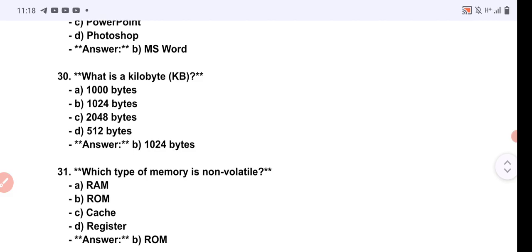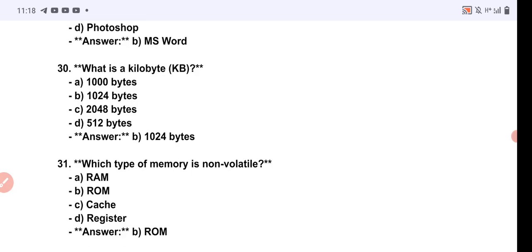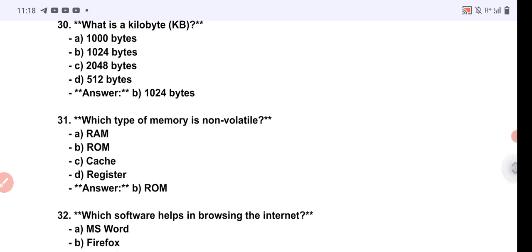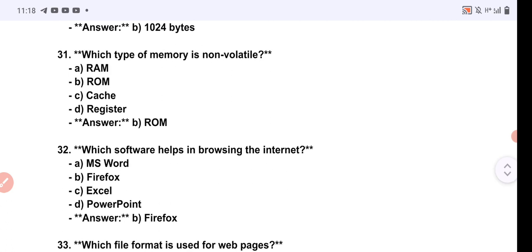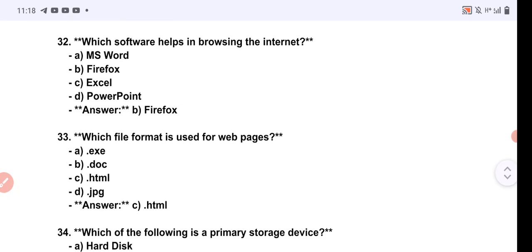Question number 30, what is a kilobyte? किलोबाइट कितना केबी का होता है? 1024 बाइट्स इक्वल टू 1 केबी. Question 31, which type of memory is non-volatile? ROM is the right answer. Question number 32, which software helps in browsing the internet? Firefox is the right answer.